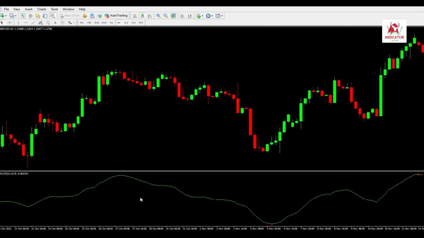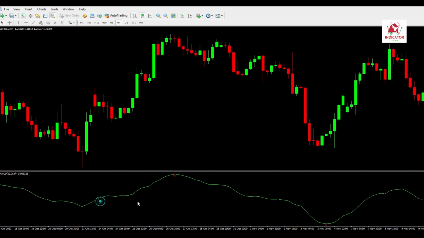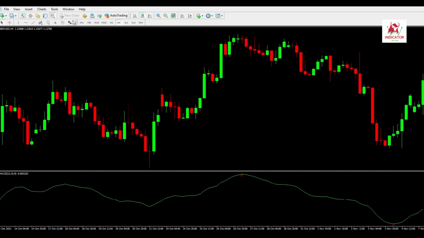Trending markets: only trade in the direction of the trend. Signals close to the zero line are accepted provided the trend is intact. Go long when the MACD histogram turns up below zero. Go short when the MACD histogram turns down above zero.